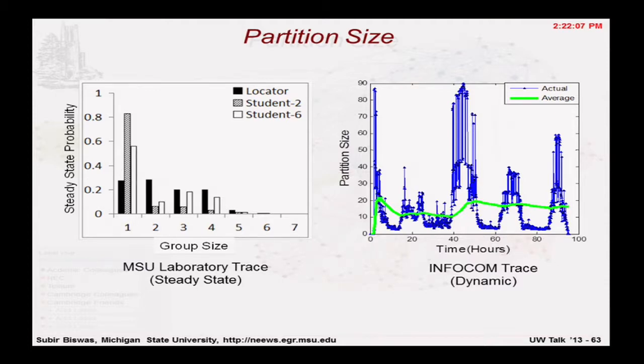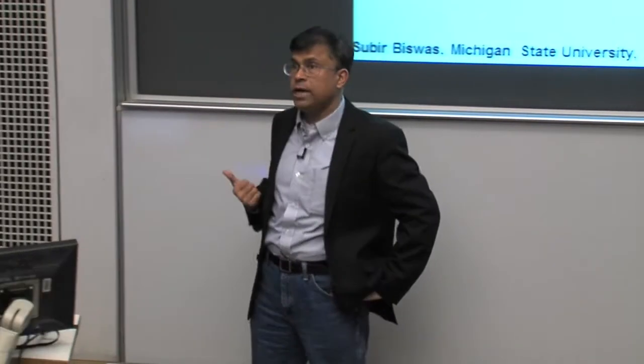Similarly, from the INFOCOM trace, you could also do partition distribution data, not only static, but you can also look at the dynamics of partition distribution, so that you can use that to find your community structures. The other thing people have looked into is called node degree and centrality.